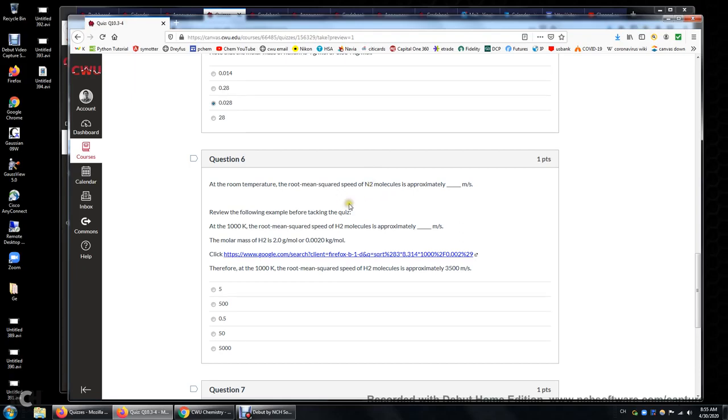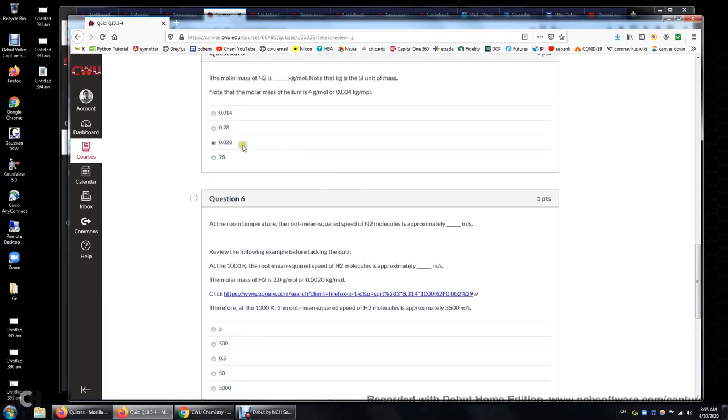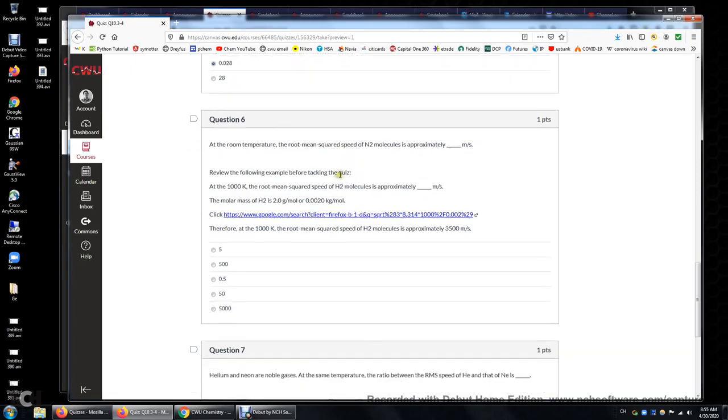So 3 times 8.3, that's R, times room temperature 298, divided by 0.028. The molar mass of N2 is 0.028 kilogram per mole. And when you do that, you'll get the speed, roughly 500.